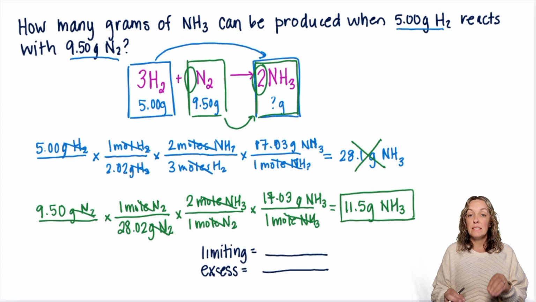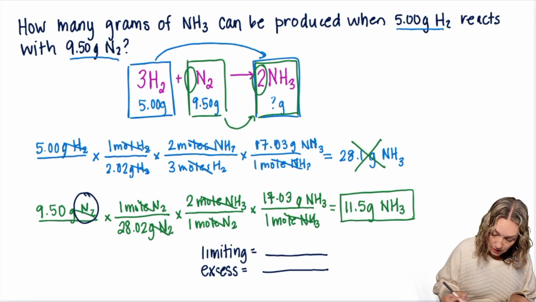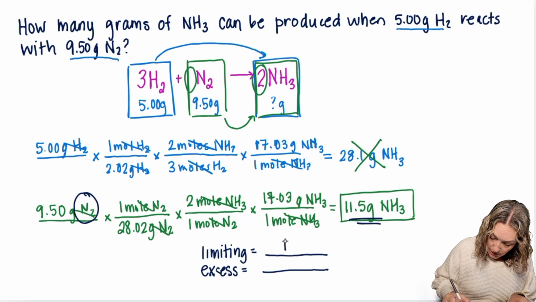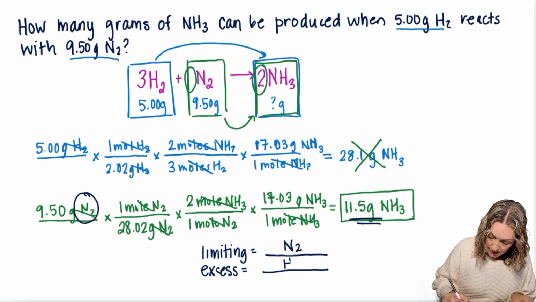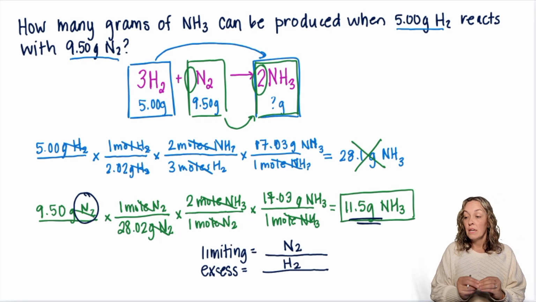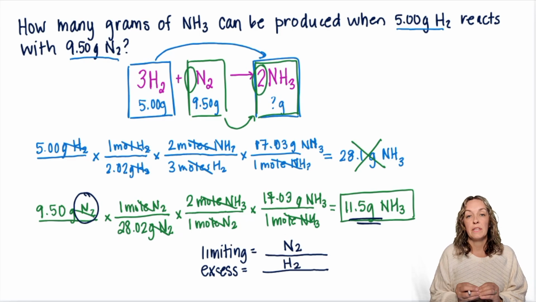Remember that the limiting needs to be a reactant, and therefore it is the starting material that produced the lesser quantity of product. My limiting reactant in this case was the N2, and the excess reactant was the H2. If I wanted to calculate the amount of H2 that was left over, I could do that through another stoichiometry problem. Once you determine the limiting reactant, you'd want to start every subsequent problem with the limiting reactant.